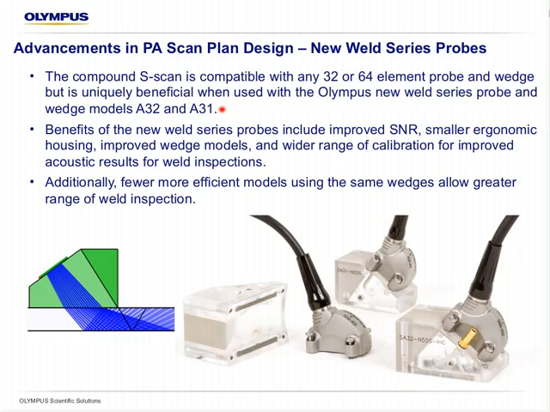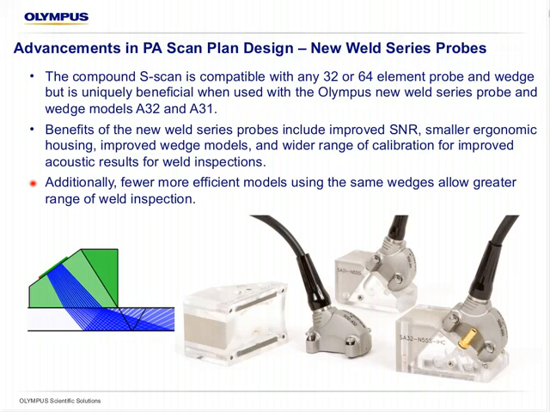weld inspection bevels. The benefits of these probes include improved SNR and smaller ergonomic housing. A big improvement is the wedge models, and we'll explain a little bit more about those later in the webinar. And these are used for a wider range of calibration and improved acoustic results for typical welds. Additionally, fewer, more efficient models using the same wedges allow greater range of inspection.